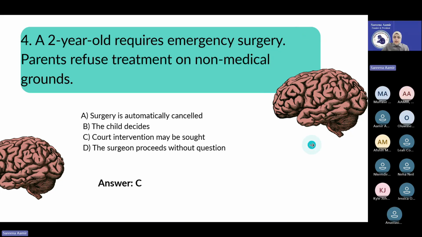Okay, yes, everyone has said C, and that's correct. Even though the surgeon may know what's in the best interest of the patient because of their medical knowledge, the parents consent on behalf of the patient, because obviously the patient is 2 years old. They definitely don't have the capacity to decide what is right for them. So the conflict between the surgeon and parents needs to be addressed in a court, and it happens in a lot of cases in the NHS, actually.